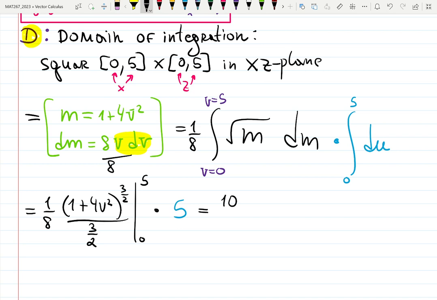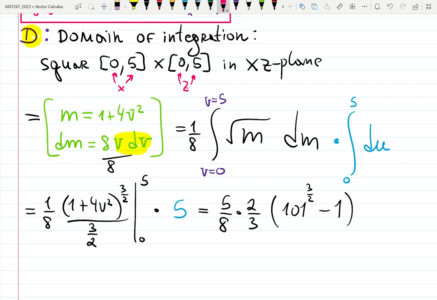So 10 over 3, oh, 10 also simplifies nicely. So annoying. I just see the answer, but I guess I can simplify with you. So it's 5 over 8 times 2/3. Nice. And then we have the inside part. When I plug in 5, it ends up being 101 to the 3 halves. But when I plug in 0, it ends up being 1. I think that is correct.